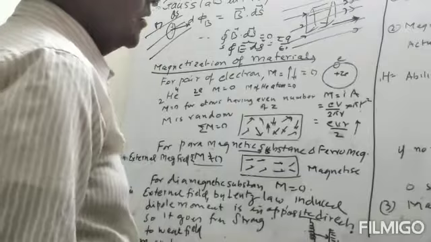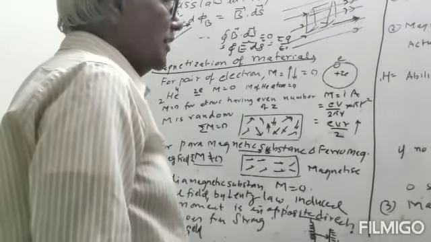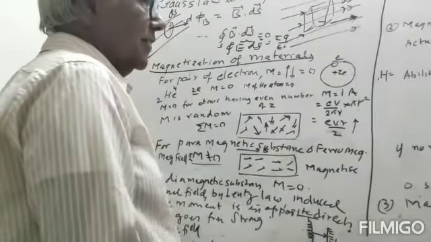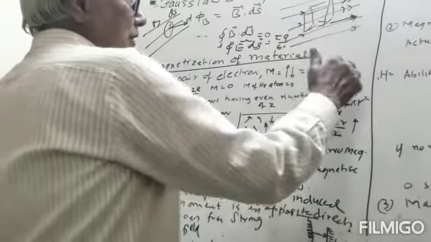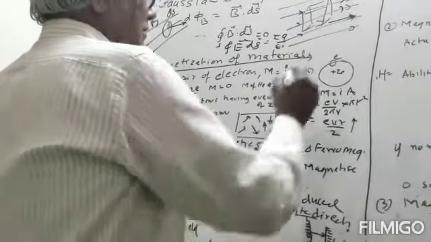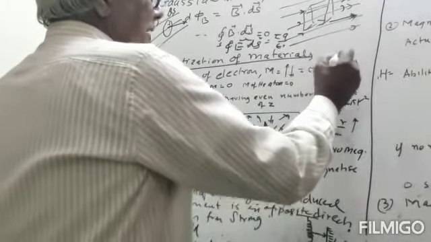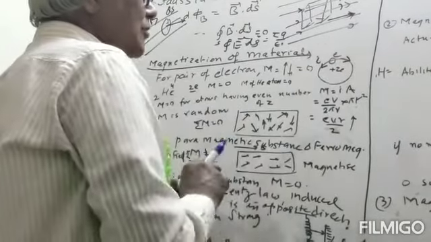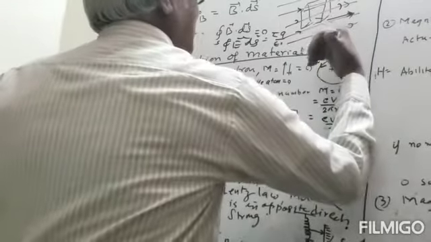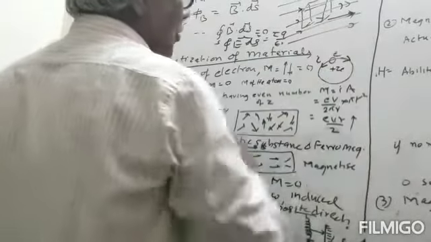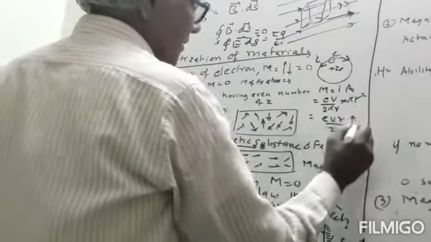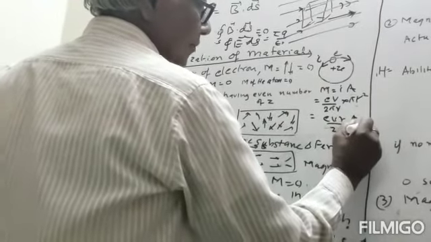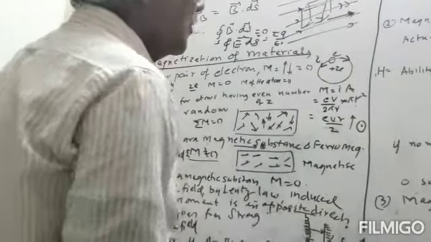Now what will be the direction of the magnetic field? The direction of the magnetic field is given by the right hand thumb rule. Suppose the electron is moving in this direction and the current is in this direction. So the magnetic moment will be outward, perpendicular to the plane.